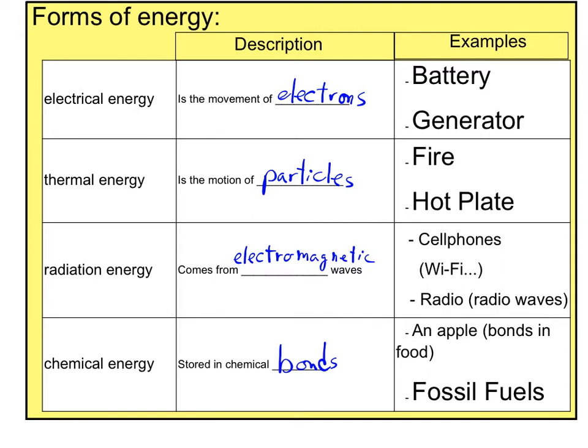Radiation energy comes from the electromagnetic waves. Like in cell phones, you have Wi-Fi, or radio waves in a radio, they all work with the same types of waves. It's radiation energy. Chemical energy is stored in chemical bonds. For example, in fossil fuels, they are made of large molecules. When you break up the molecules, that's when we burn them, you get a lot of energy out of this.